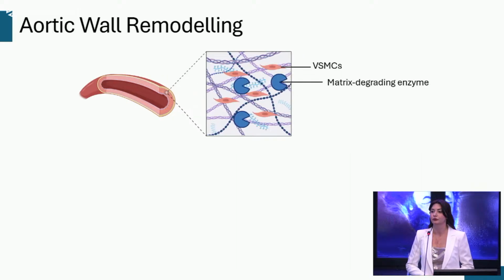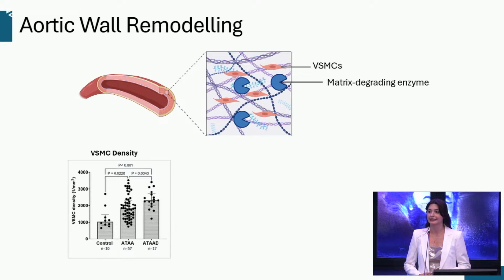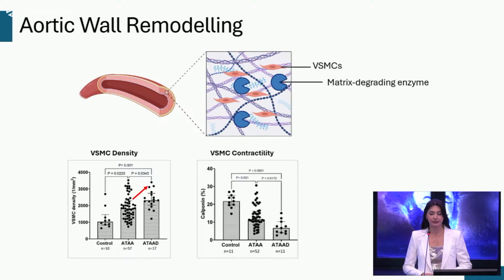In the next part, we also looked into the cells, vascular smooth muscle cells, that are responsible for the contractile function, and also at the enzymes that are produced by these cells under diseased environment. And we found that there is an increase in the cell density in both aneurysm and dissected patient groups, but its contractile function strongly decreased. So this means that the cells try to proliferate and compensate for the elastin loss, but they are not contractile anymore. They don't behave in a normal condition.